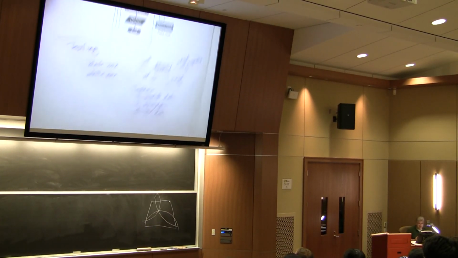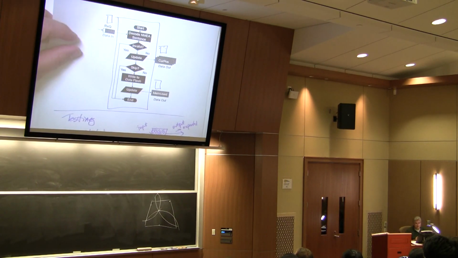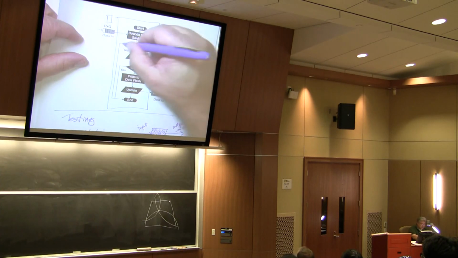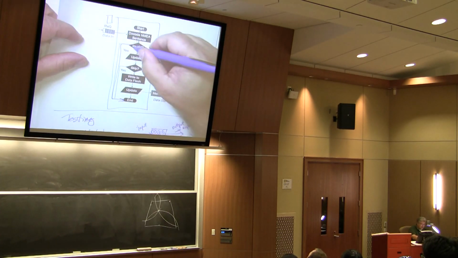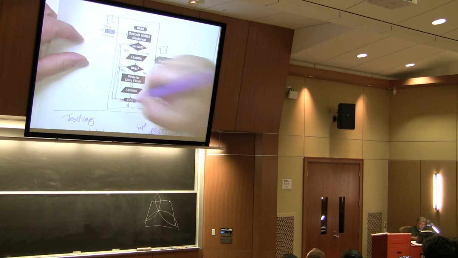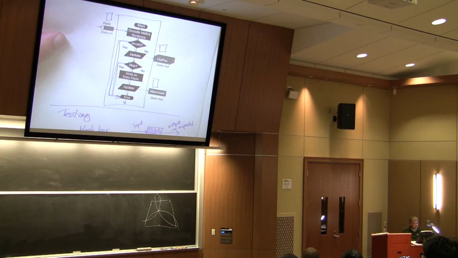Now, based on these three test cases, have I tested all the possible code paths here? It looks to be like I have, right? I have one code path which takes me immediately here. I have one that takes me here, and I have one that takes me all the way through. And that would be the example of white box testing.